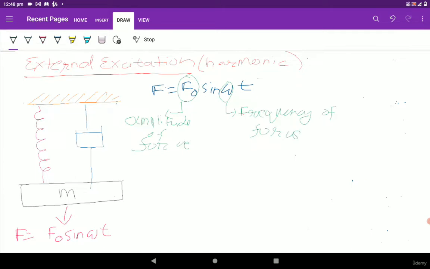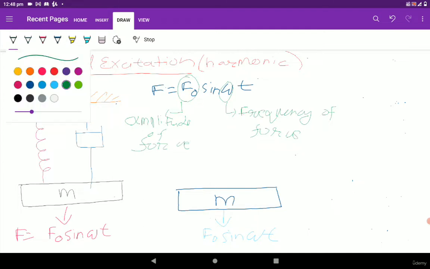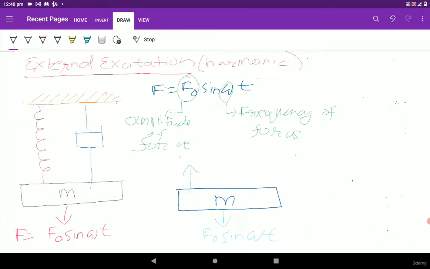So let's plot the free body diagram for this case. This is mass m, which is subjected to F naught sine omega t. In order to bring the mass to its initial position, there are three forces which are going to act counter to this force: inertial force Fi, spring force Fs, and the damping force Fd.